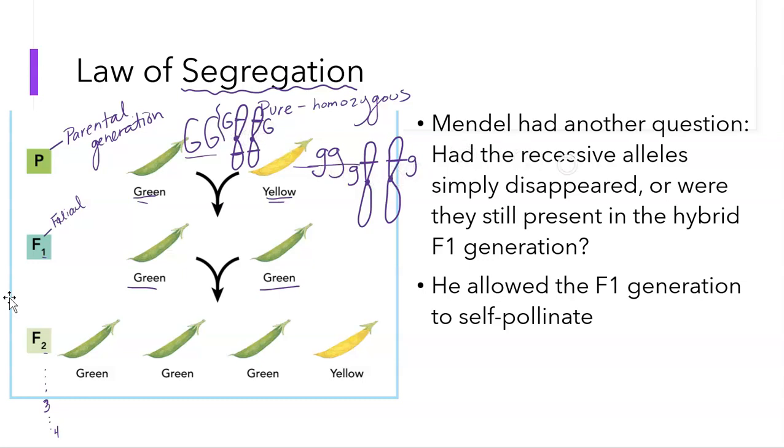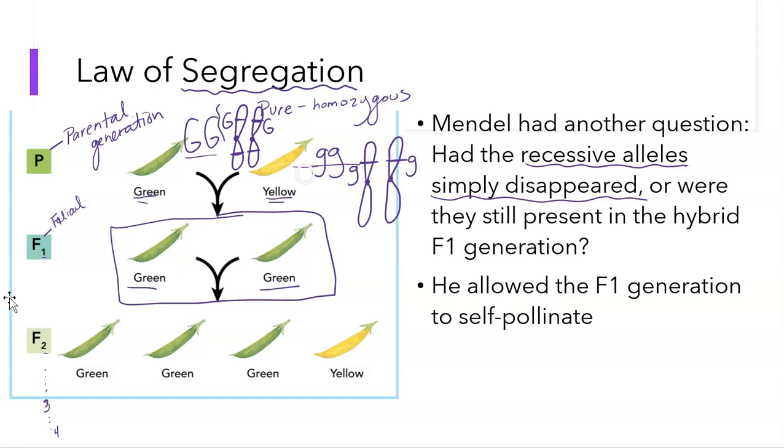So Mendel had another question. Had the recessive alleles disappeared, or were they still present in the F1 generation? So here in the F1 generation, he was like, what happened to this recessive? What happened to the yellow? Why are all their children green? And so in order to figure out if this yellow allele, this recessive allele, had disappeared, he bred two of the F1 plants and then observed their offspring in the F2 generation. So he allowed them to self-pollinate, then he planted their seeds, and he discovered that the recessive trait reappeared. How did that happen?